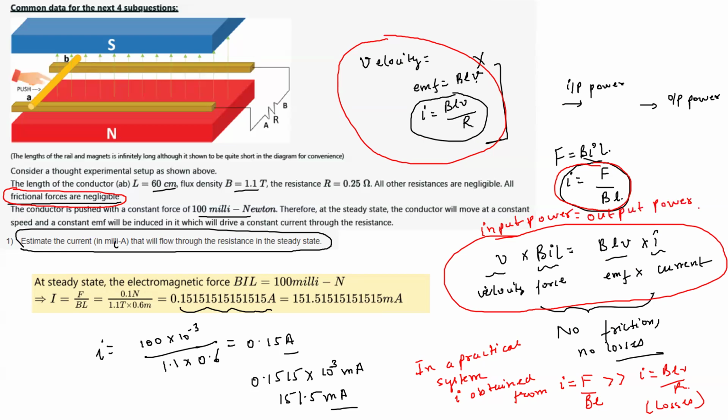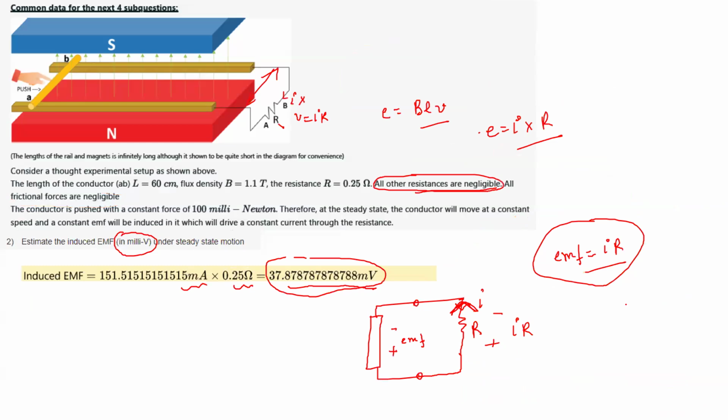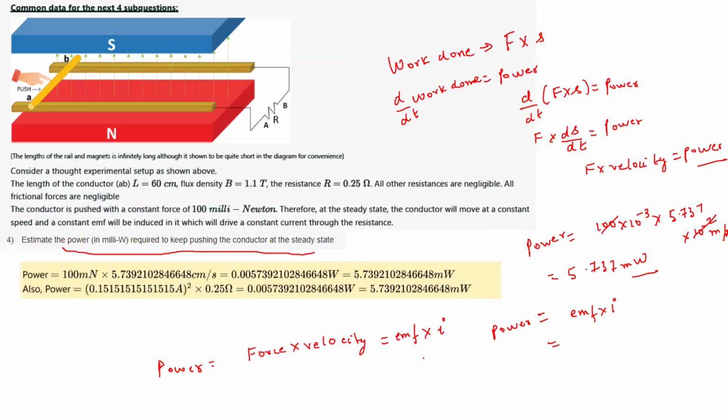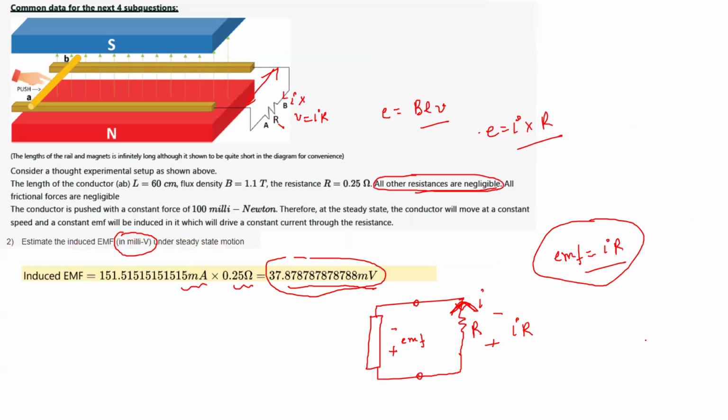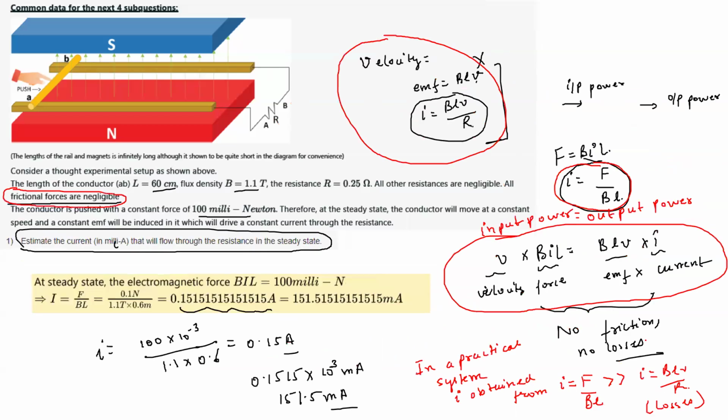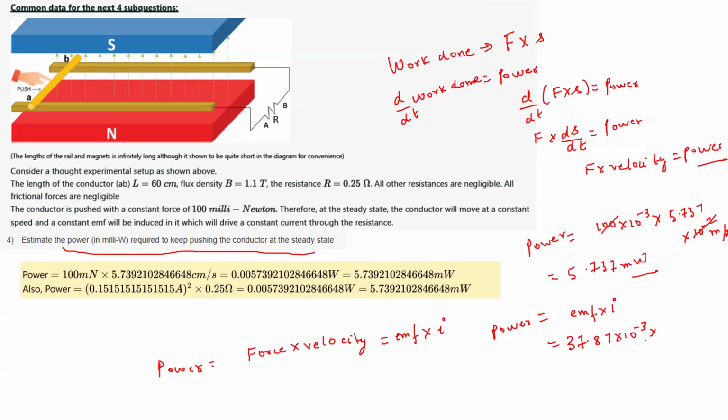That is why we can also write the power required for keeping this rail moving as BLV into I. BLV into I is also EMF into current, and because EMF we have already obtained, EMF is 37.87 millivolt, into current. Current was 0.15 ampere. So this will also give you 5.737 milliwatt.